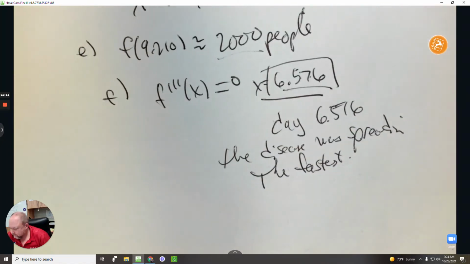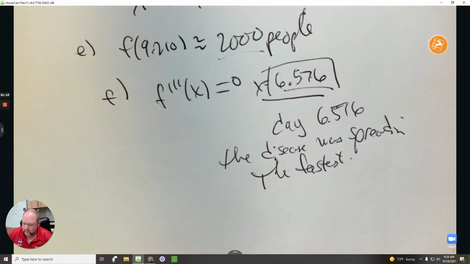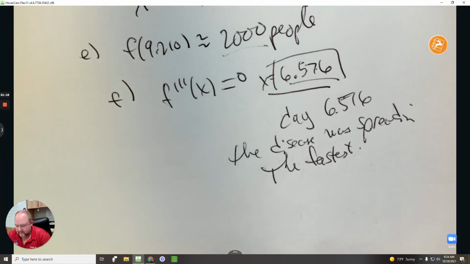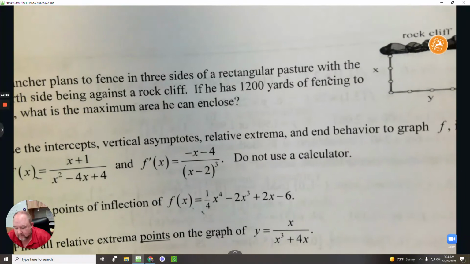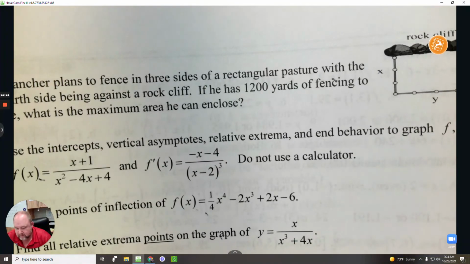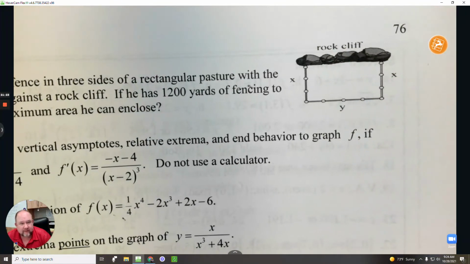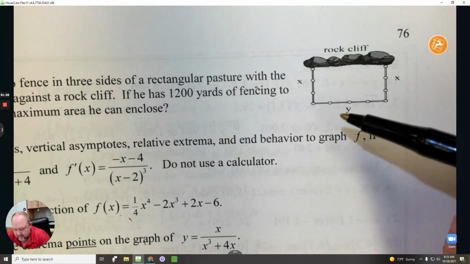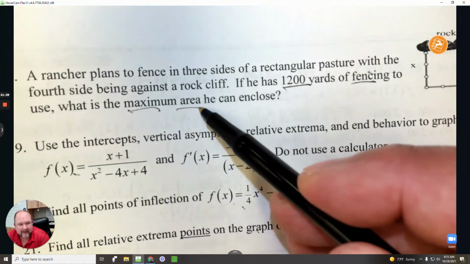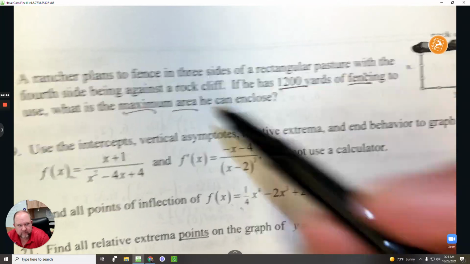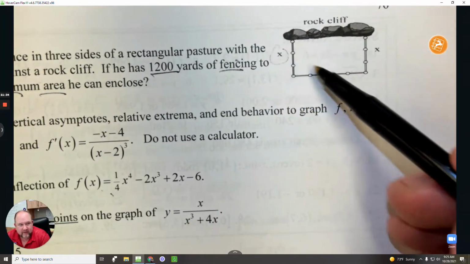All right. Number 18. A rancher plans to fence in 3 sides here, and he has 1,200 yards of fencing. What is the maximum area he can enclose? So the area is what I'm looking for.